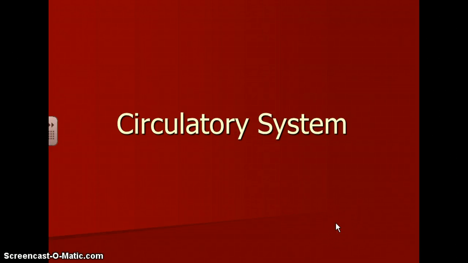To begin talking about the circulatory system. Now this presentation is going to be rather long, so I'm going to try to keep the illustrations and examples to a minimum so we can discuss those more in class.